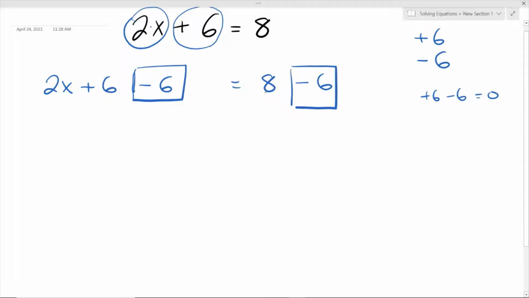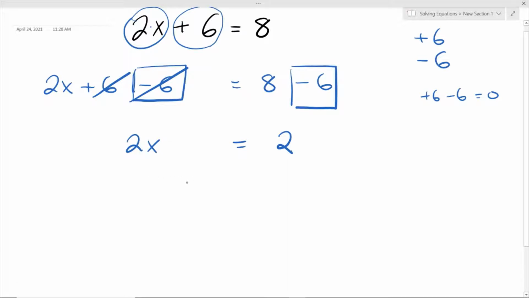Now that I have done the plus 6 and minus 6 on this side, I can cancel these two out, because positive 6 minus 6 gives me 0. So it cancels out, and I'm left with 2x, so I'm going to copy 2x in the next line. Here it's 8 minus 6, which gives me 2, so I'm going to write down 2 on the right side, because it's the result from 8 minus 6.